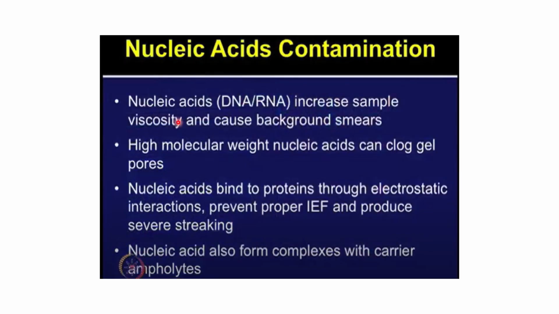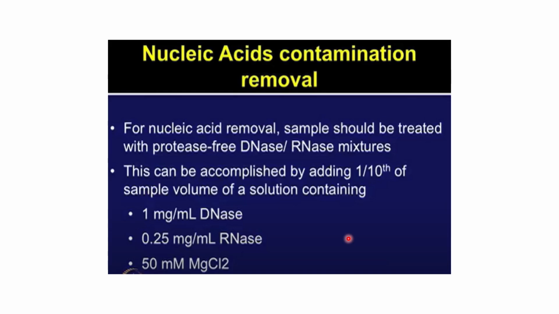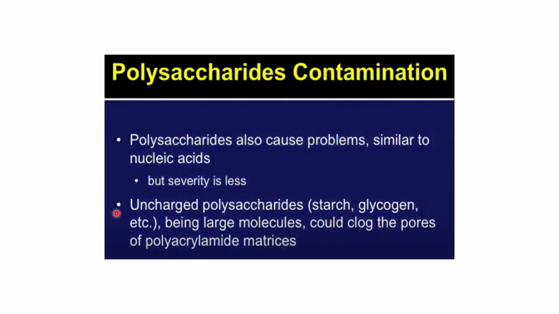If there is nucleic acid present in your sample, it binds to proteins through electrostatic interaction. It can prevent proper isoelectric focusing and produce severe streaking. So make sure that you remove that first and then go ahead with isoelectric focusing. If your sample has that, you will see streaking of the sample because the nucleic acid forms a complex with the carrier ampholyte. So you need to make sure that those are removed, and they can be removed with the help of DNase and RNase. You need to add those to your protein sample so that the DNA gets degraded and the RNA gets degraded. So these are the ways by which you can remove the contaminants.